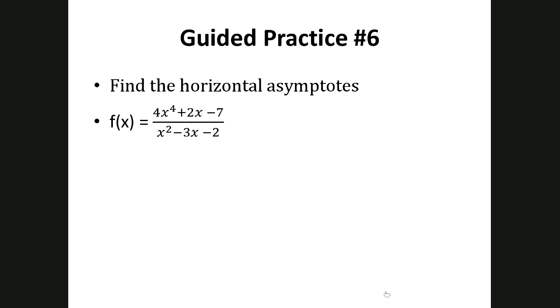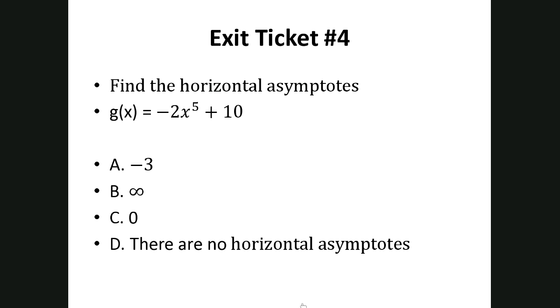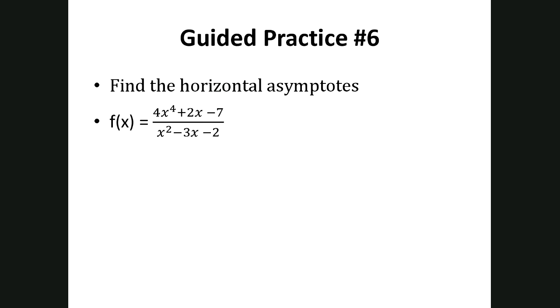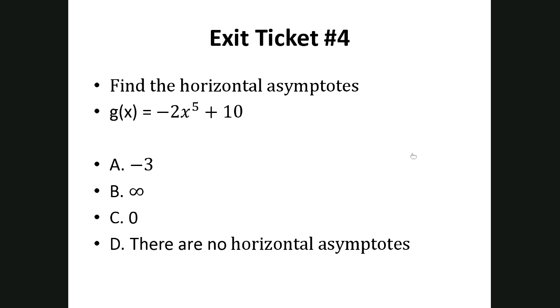All right, what about this guy here? What's the horizontal asymptote here? Good. It's none. And what about the horizontal asymptote here? A, B, C, or D? What's the horizontal asymptote?